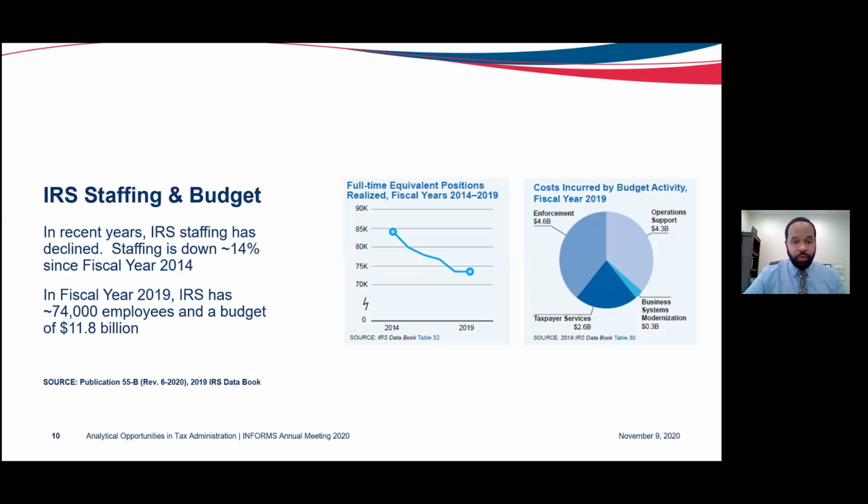So speaking of resources, staffing has been trending downward for several years now, but the mission for the IRS remains the same. So in a very diverse and dynamic environment, this is where we really see a lot of analytical opportunities for us to help make tax administration a lot more effective and efficient.